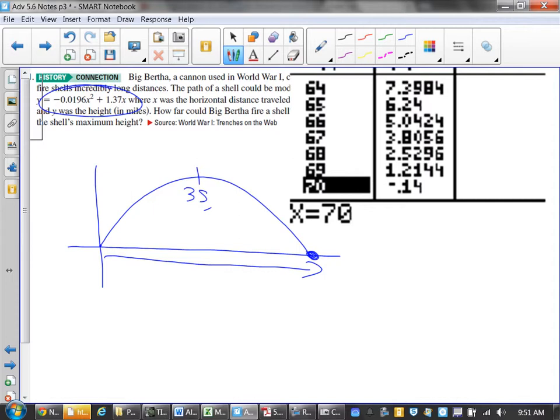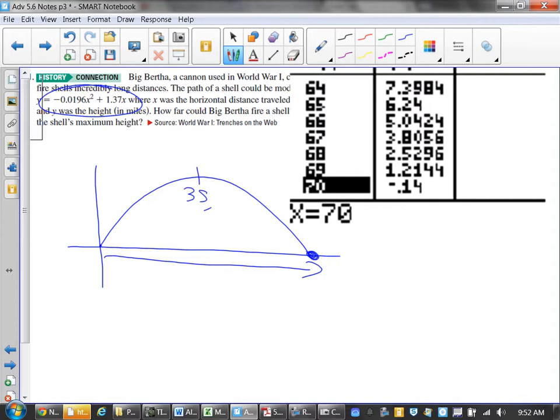Now, if you're starting a cannon at 0 and your maximum value is at about 35, when you go to the other side, wouldn't it have to be at about 70? Yeah, because of the way that the parabola works. Okay? So that's how that one sets up.